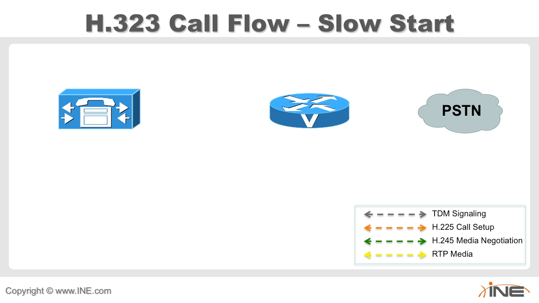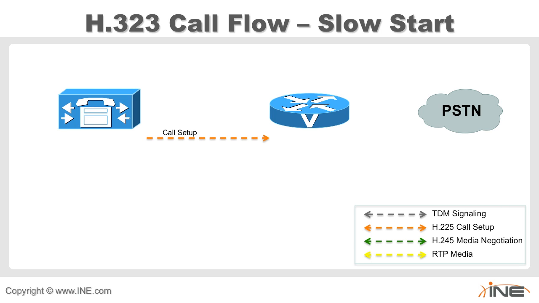So let's take a look at H323 call flow, and we're going to look first at slow start. So I've got my CUCM, I've got my voice gateway, it's going to be using H323, and then my PSTN. And I've got some form of TDM signaling represented down here by a gray dashed arrow in my legend box. Orange represents my H225 call signaling inside H323. Green represents my H245 media negotiation in H323, and yellow represents my RTP media.